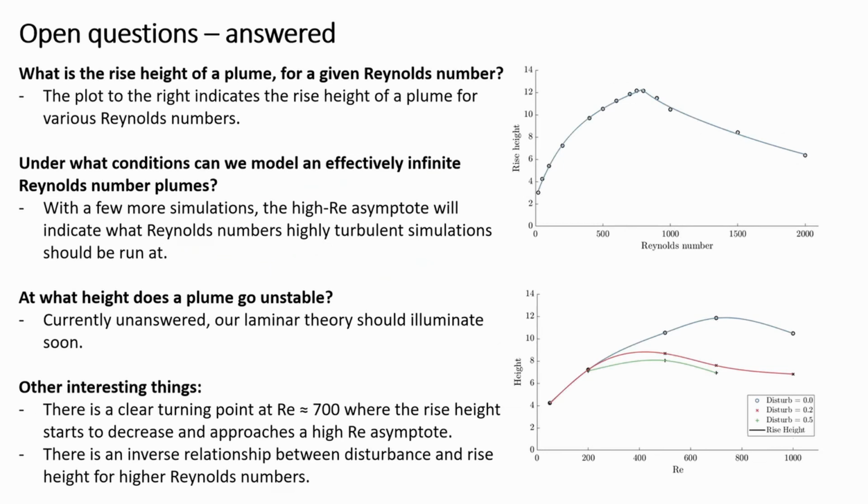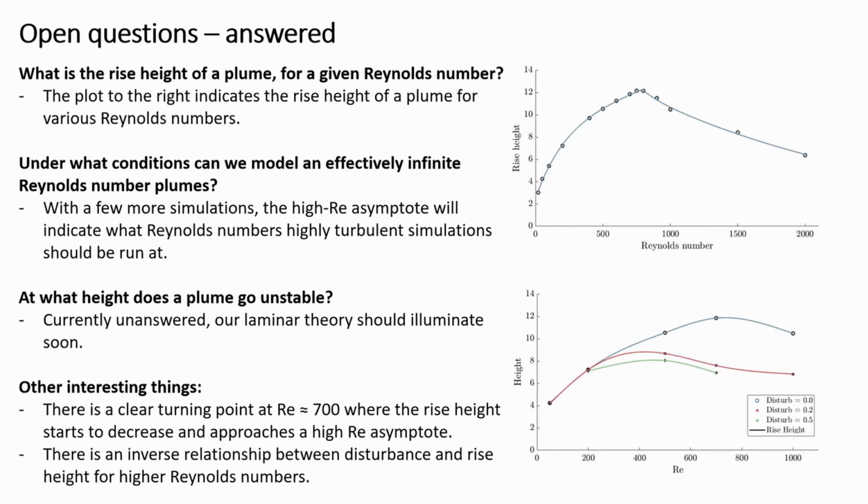So to conclude, I'm revisiting the open questions from earlier in my talk. Our first was, what is the rise height of a plume for a given Reynolds number? We answered this for a range of Reynolds numbers and plan to add a few more to the list with subsequent simulations. Our second question was, under what conditions can we model an effectively infinite Reynolds number plume?